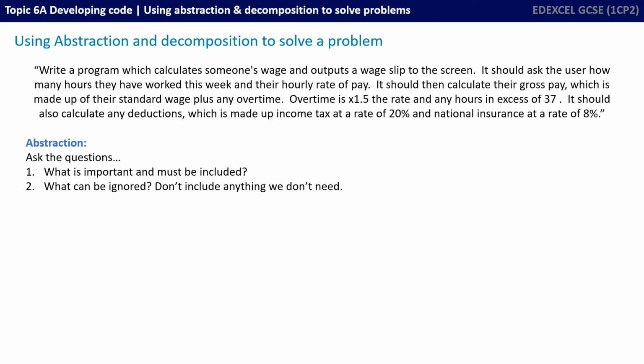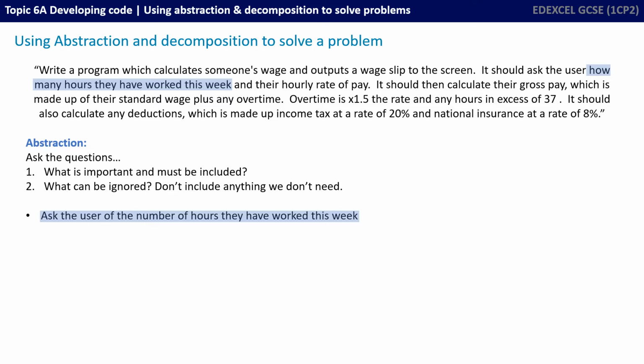So we're going to start with abstraction. Ask yourself the questions, what is important and what must be included in our problem solution? What can be ignored? Don't go adding any extra requirements that aren't in the scenario or the question. The great trick here is actually to get out a highlighter or a pen in the exam and underline the different bits that you need to work on.